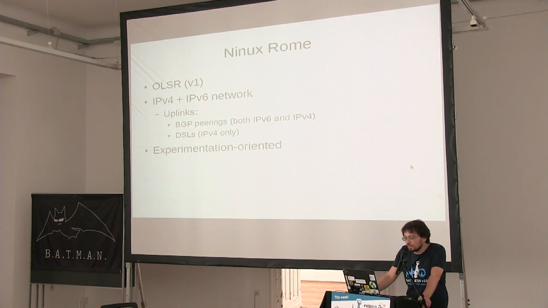What we are using is still OLSR v1, even if we are switching to OLSR version 2 in some points. We have a dual stack IPv4 and IPv6 network with some BGP peerings going on, both at the local internet exchange and at the edges of the network. And we also have as uplinks the DSLs contributed by community network members. I would say that Linux Rome is an experimentation-oriented network. We have some stuff going on.